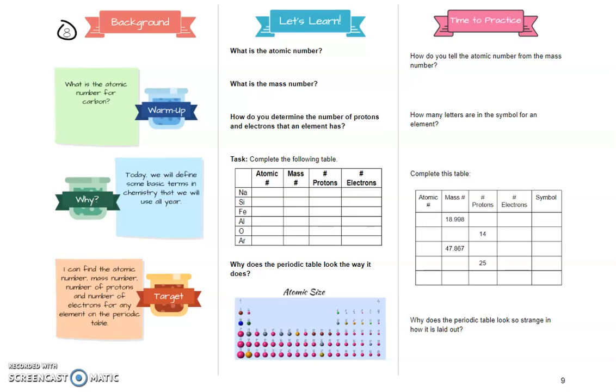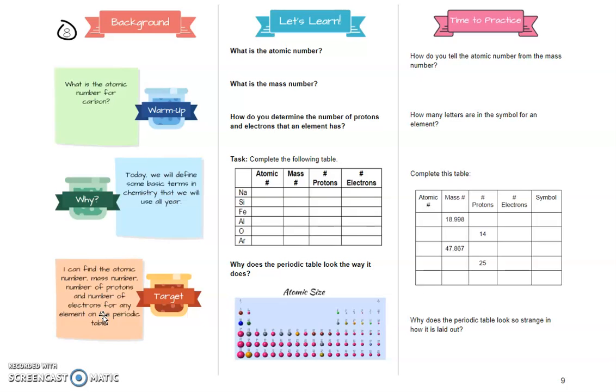you need to be able to get out of this, our target, is finding atomic number, mass number, and the number of protons as well as electrons for any element I give you on the periodic table. Today is one of our foundation days with the periodic table and learning what these numbers mean and how to work with them so that all year we can do some interesting things with them.